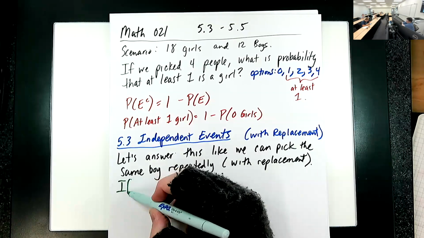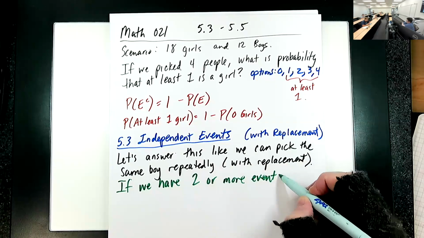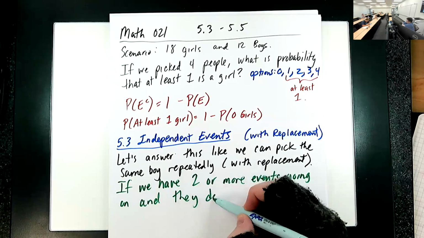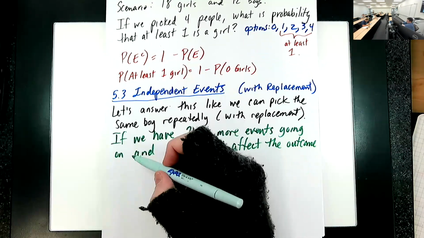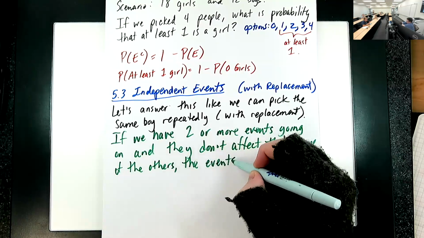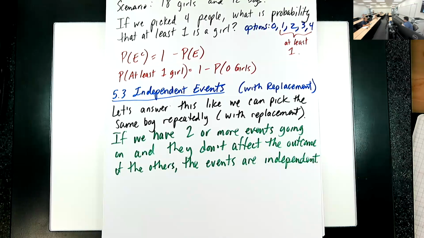If we have 2 or more events going on, and they don't affect the outcome of the others, events are independent. This happens if you put the object back, like with this or a deck of cards.